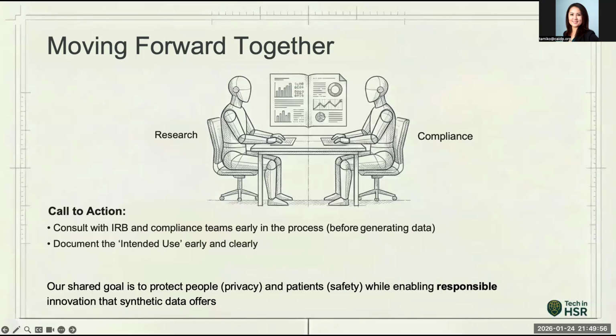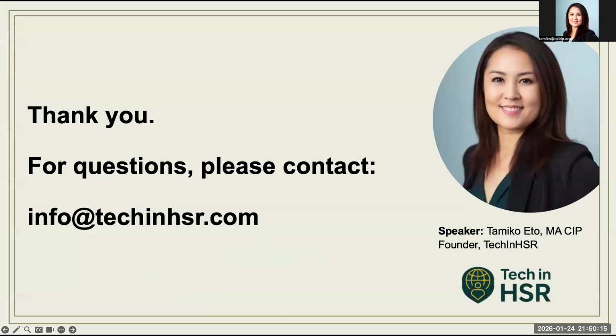If you take nothing else from this talk, take this. The next time someone tells you it's just synthetic data, ask the four questions. Where did the training data come from? How was it validated? Was privacy tested? And is the intended use documented? Those four questions, provenance, validation, privacy, transparency, are going to serve you very well. You now have the tools to navigate synthetic data with confidence. Use them, and when in doubt, remember substance over labels, risk over rhetoric, and transparency overall.